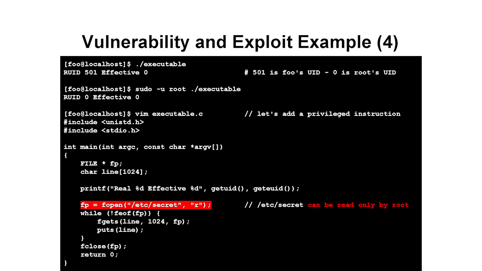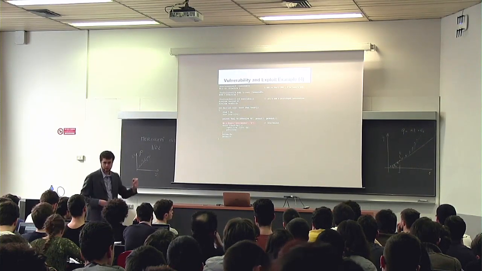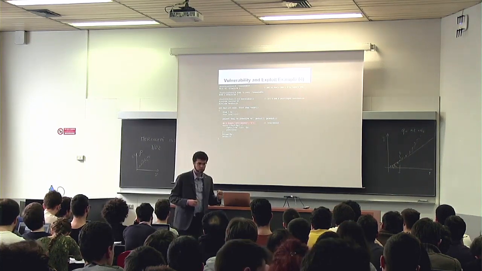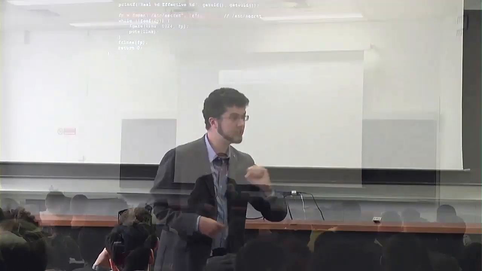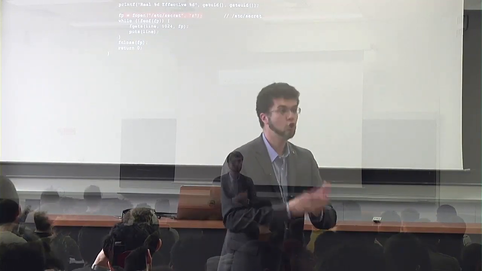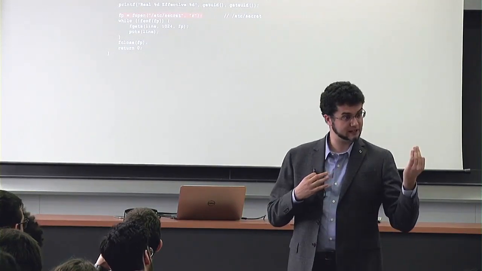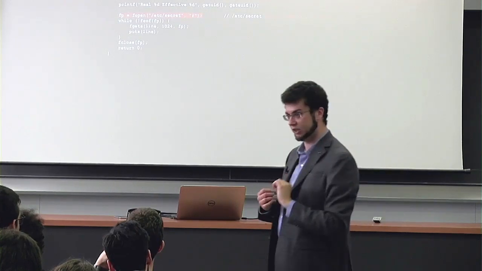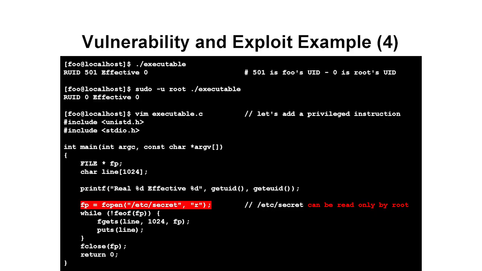We run it, and surprisingly, we get as real user ID 501, which is the user ID of foo. As effective user ID, we get 0, which is the user ID of root. So we now know what happens when a program is set UID. It starts with the effective user ID of the user it is set UID to. But this is not what we wanted originally.